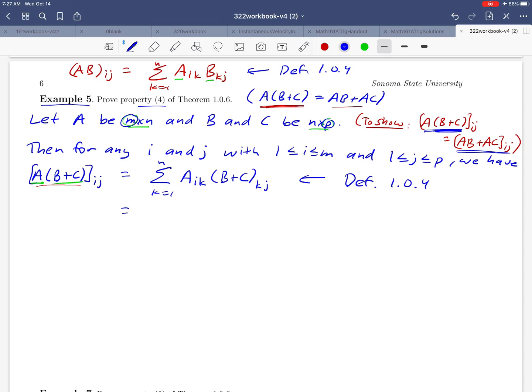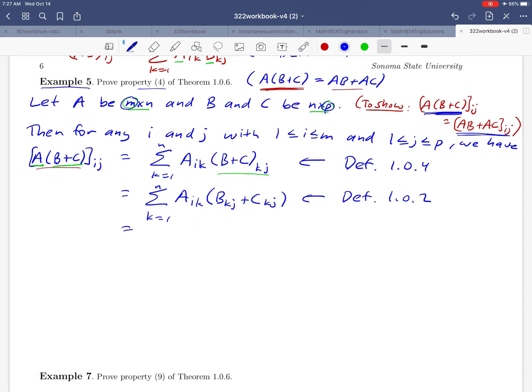And then the next thing we might notice here, let's rewrite the first part of this. We come to (B plus C)_kj. We have a definition for matrix addition, and it tells us that to add two matrices, we just have to add the corresponding entries. So here we would get B_kj plus C_kj. If you look back, you'll notice that that's definition 1.0.2. That was our definition of matrix addition.